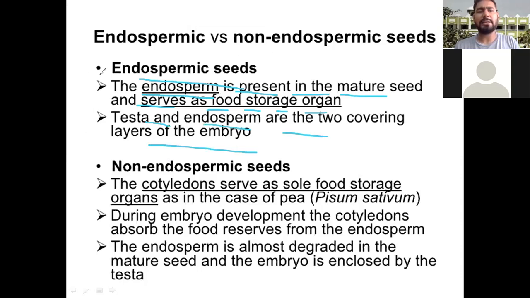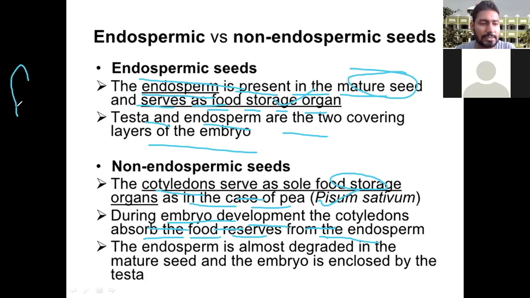Means they have endospermous, meaning monocot. Monocots store endosperm in the mature seed, which serves as a food storage organ. But in non-endospermous, meaning dicotyledonous, cotyledons serve as the sole food storage organs, as in the case of the pea, Pisum sativum. During embryonic development, this is very important, the cotyledons absorb the food reserve material from the endosperm. Suppose these are the two cotyledons where they have stored the reserve food material. During germination of the seed, this endosperm is completely consumed.